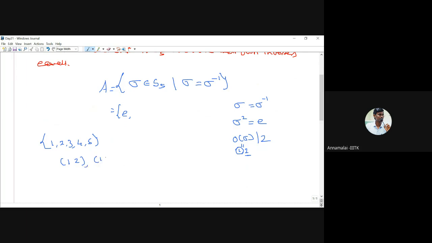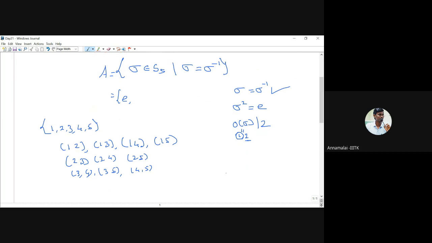Then you take (1 3). This is a permutation of length 2, therefore the order is 2, so this also satisfies the condition sigma equal to sigma inverse. We have to find the number of permutations satisfying this condition, and it is enough to find the number of permutations of order 2. So (1 3), then (1 4) and (1 5). These are all permutations whose length is 2, therefore the order is 2. And then you can fix 2: (2 3), (2 4), (2 5). And then (3 4), (3 5), and the last one is (4 5). So these are all length 2 permutations, and the order is 2.